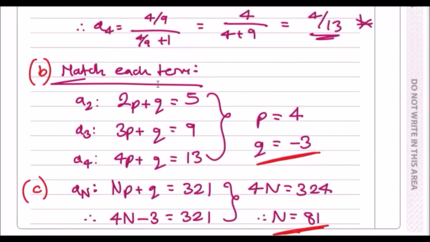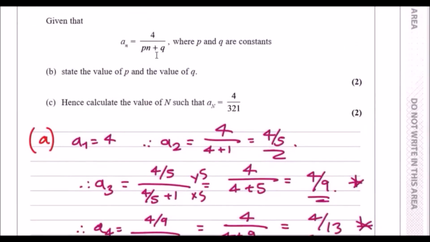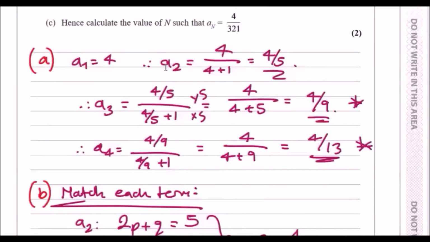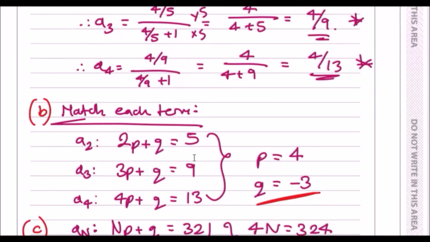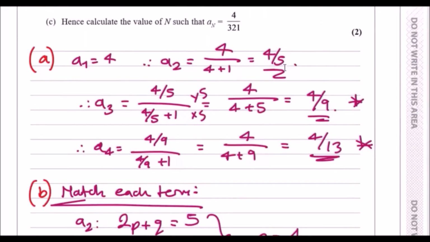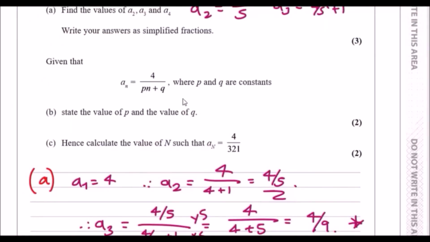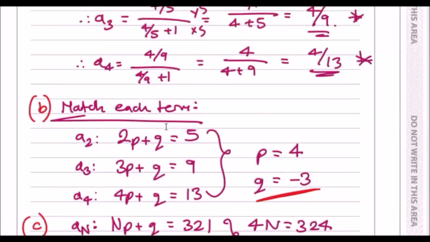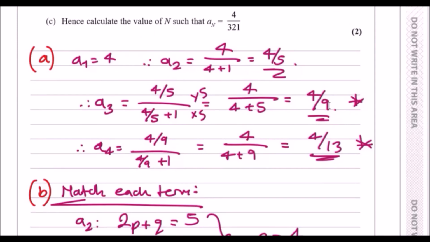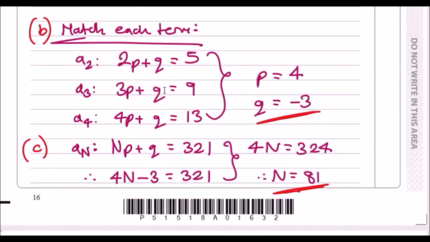So what I thought, you know what, let's match each term. At a2, the bottom half of the fraction, when n is 2, we get 2p plus q, and this is equivalent to the bottom half of our solution, 5. For a3, when n is 3, we're going to have 3p plus q, and this is going to be equal to the bottom half of our a3 solution, which is 9. And that's it. You could do the same for a4, but it's just nice to have a general pattern.